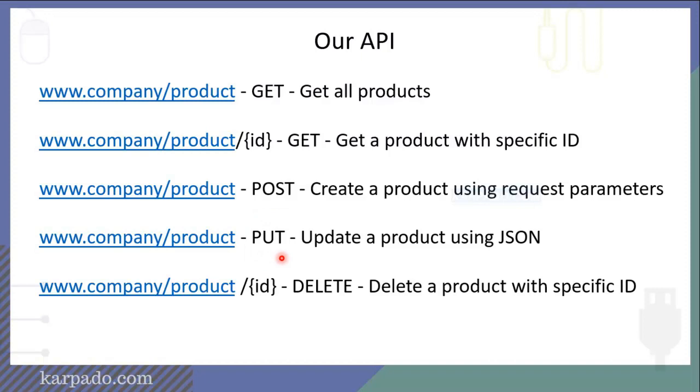And in our API, we're going to accept JSON as the input in order to update a resource. And finally, we will perform the delete operation using the HTTP DELETE method. So we will be able to delete a specific product with a specific ID, and the ID would be passed as a path variable. Hope it makes sense.